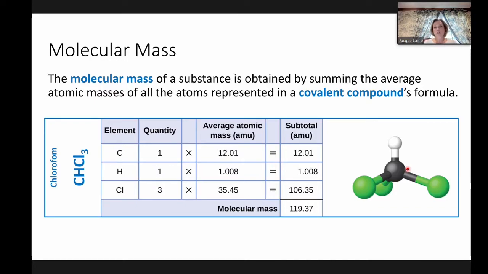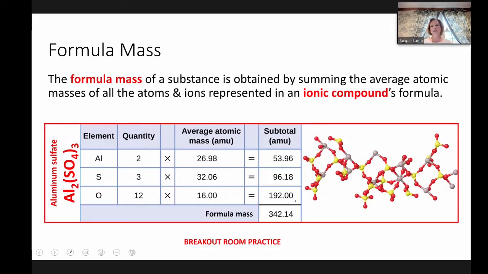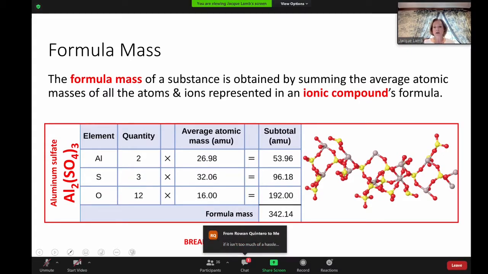So in this molecule, you have 1 carbon, 1 hydrogen, and 3 chlorines. So you take the average atomic mass of each of those, and the molecular mass is 119.37.